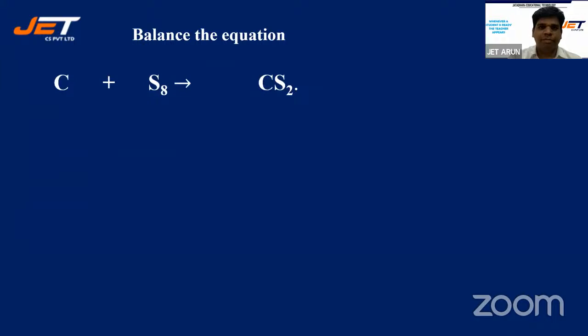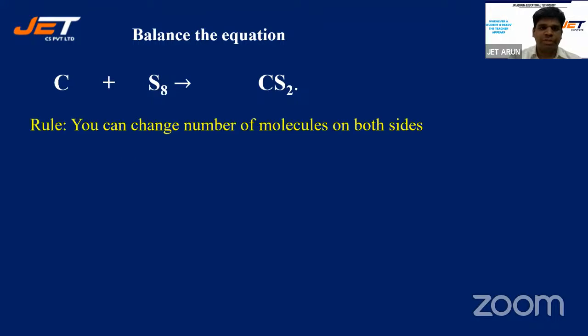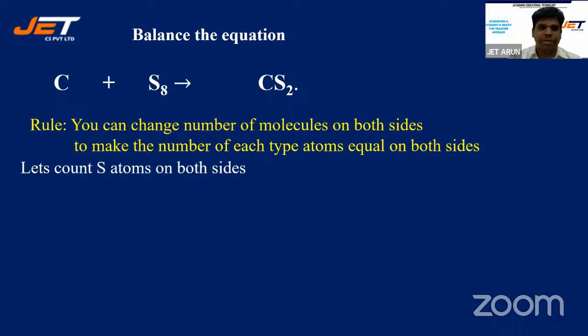All right, here I've got, yes, Ria is right. Let's look at this equation, students. C plus S8 gives rise to CS2. Rule, same rule again. You can change the number of molecules, but you cannot change subscript 8 and 2 over there. Let us count S atoms. S atoms on left hand side, you've got 8. Right hand side, you've got 2.